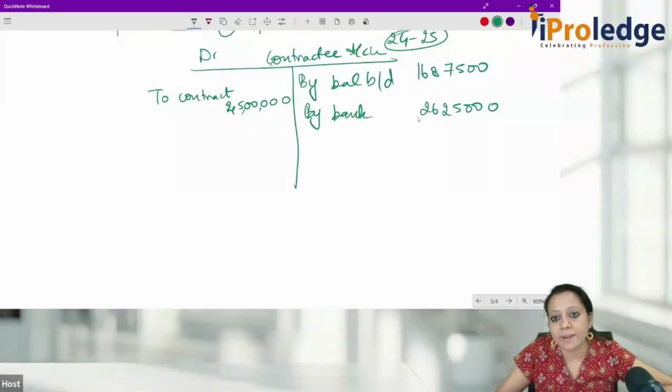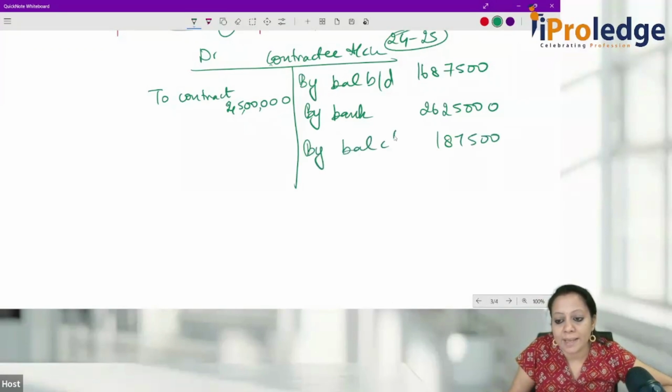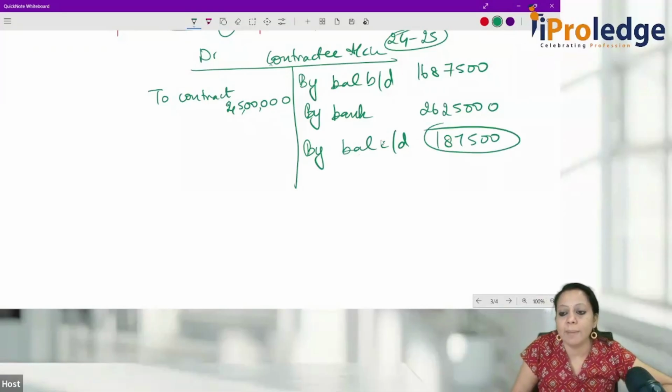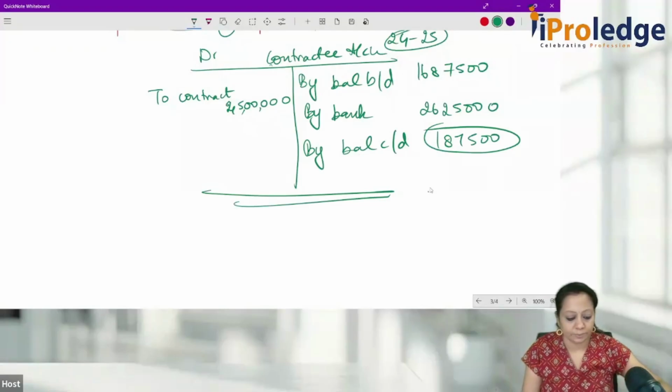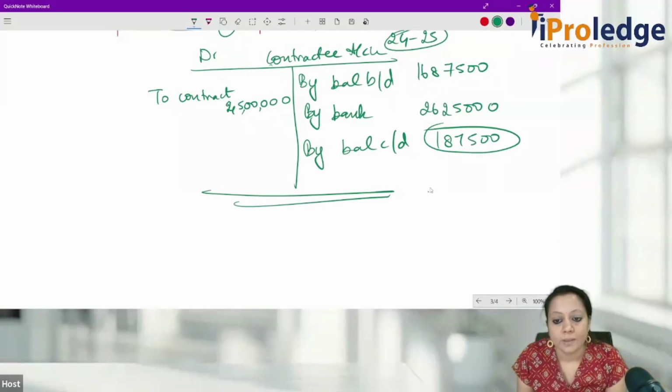One lakh 87,500. Right. By balance carried down. Both are coming in the same, by balance brought down and carried down. No problem. It's okay. So contractee account is also over. Shall we proceed? Yeah. Very nice.